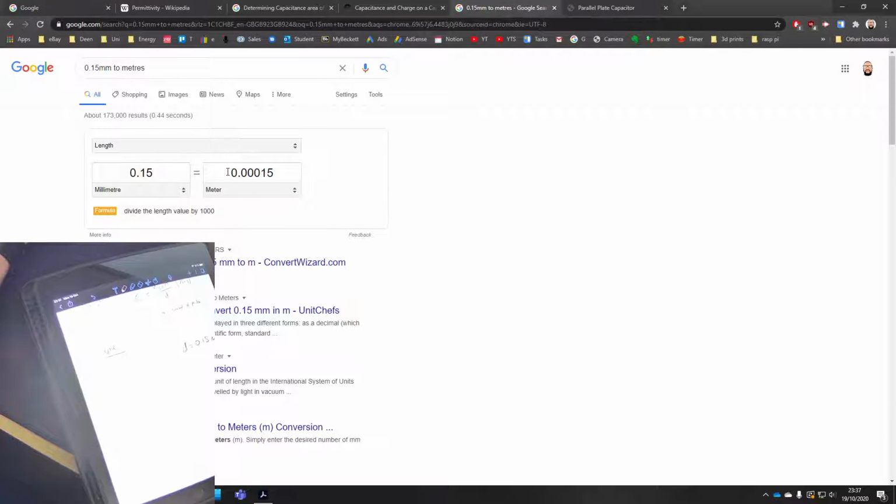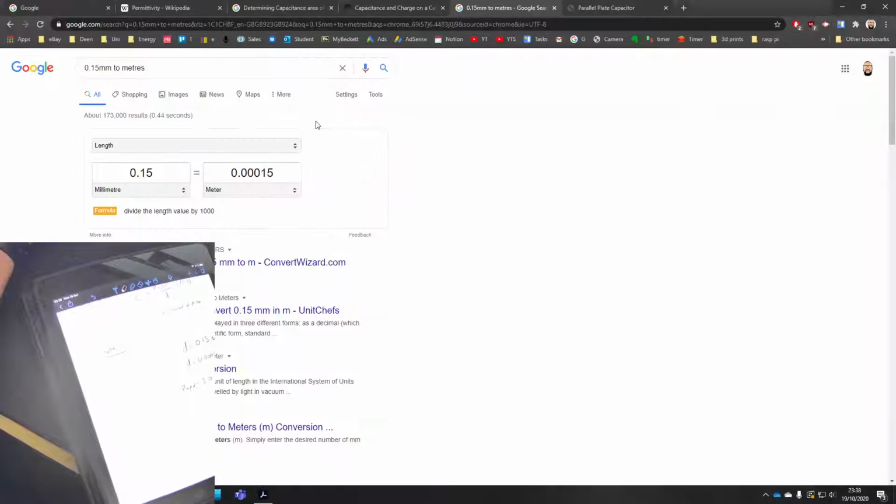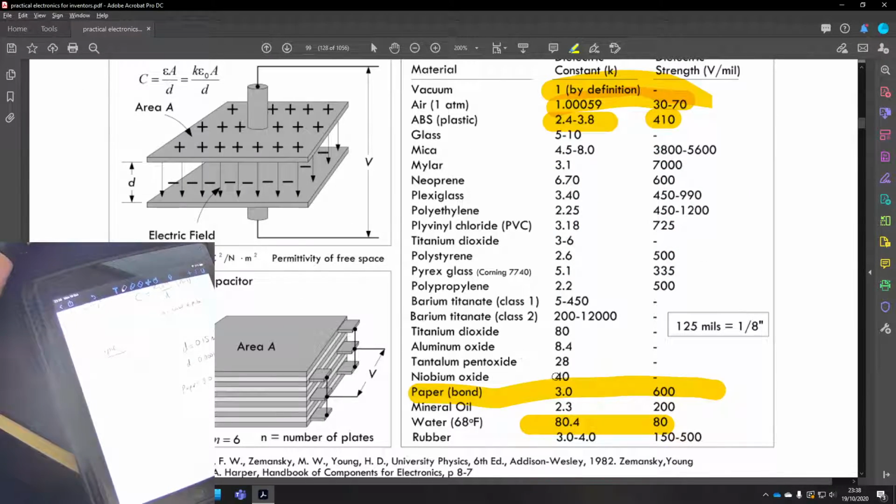It's D. So D is equal to 0.00015. So basically, you just went up 1,000 times 10 to the 3, so you just added 3 zeros. Okay, that's fine. So D is equal to, and then we've got paper statistics, and paper it was 3.0, wasn't it? In terms of the dielectric constant. Check. Paper 3.0. Do we need to know dielectric strength? No, we don't. Okay.